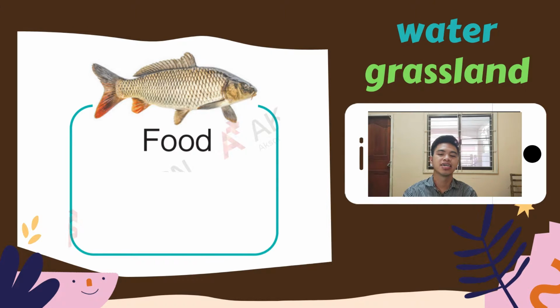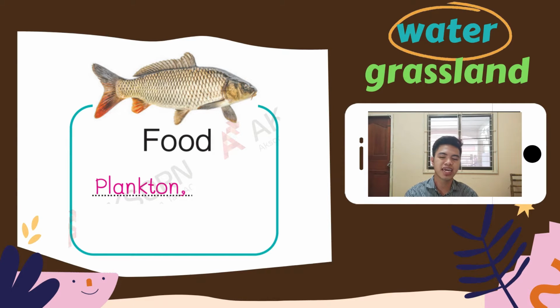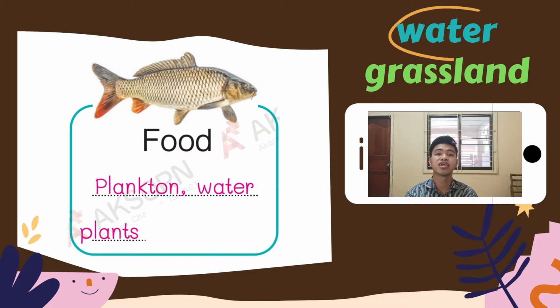Okay? So now let's go and see what are their foods. So what does the fish eat? What do you think, kids? Very good. The fish eats plankton. So you're going to write plankton. What else does the fish eat? The fish also eats water plants. So we're going to write water plants.